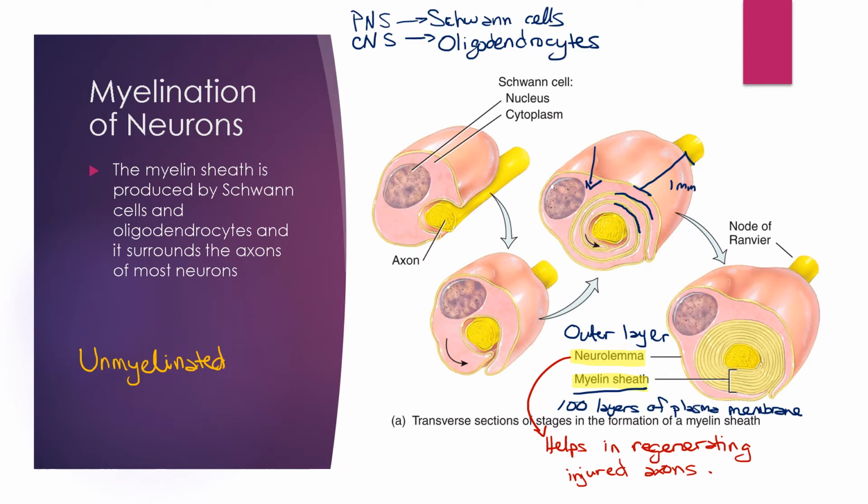Now there are gaps in the myelin sheath, parts of the axon that aren't covered by myelin, and these are called nodes of Ranvier. And these appear at intervals along the axon.